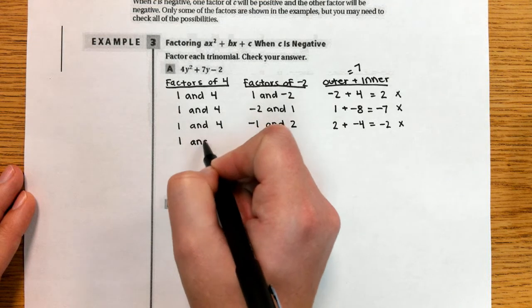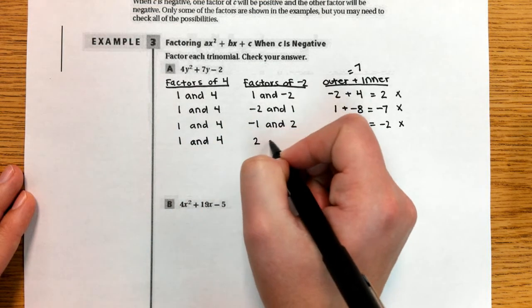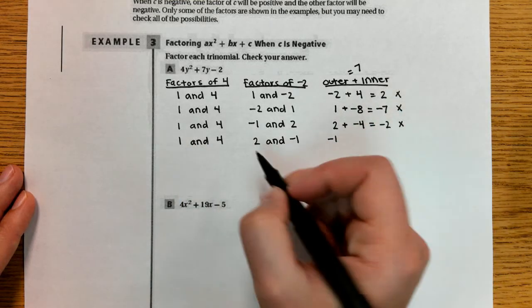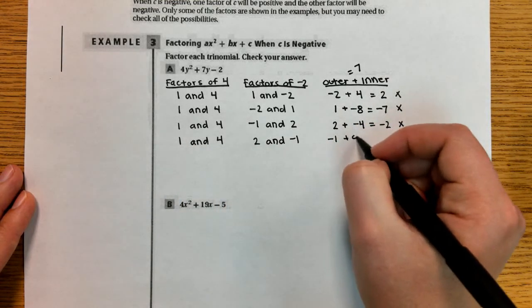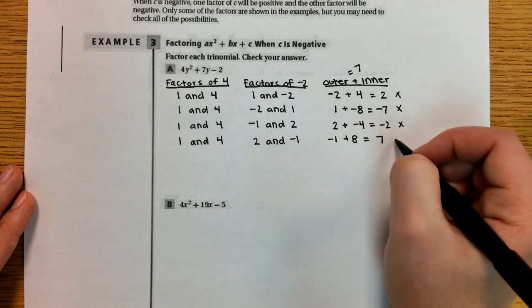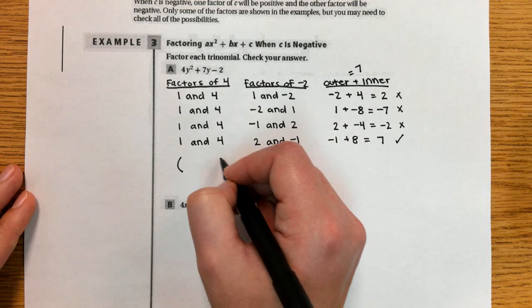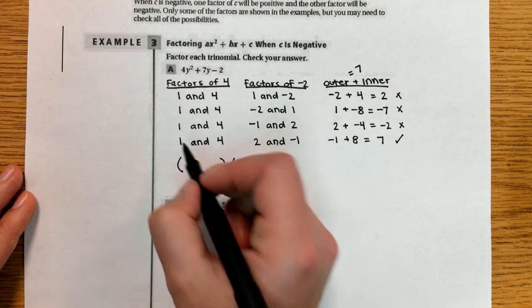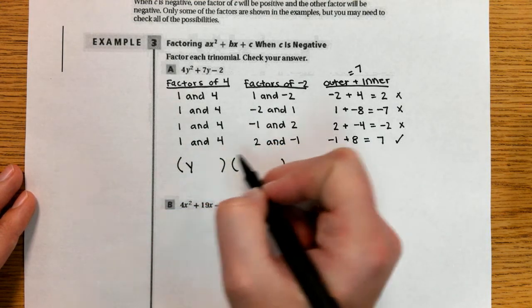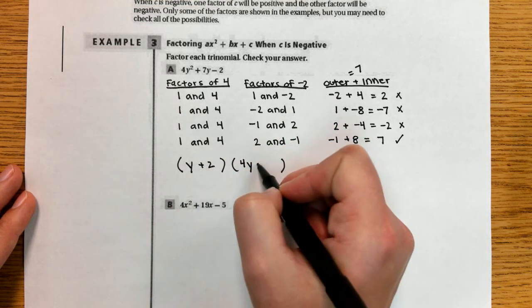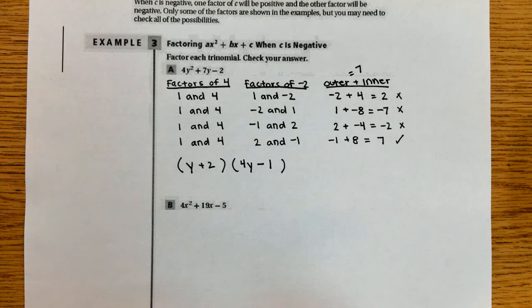Okay, so let's switch that order. So 1 and 4. So let's try 2 and negative 1. 1 times negative 1, negative 1. And then 4 times 2 is 8. And when I add that together, I get a positive 7. So that's exactly what I want. So let's set up our parentheses. So I'm going to have 1y and 4y plus 2 minus 1. So that will be the factored form of your trinomial.